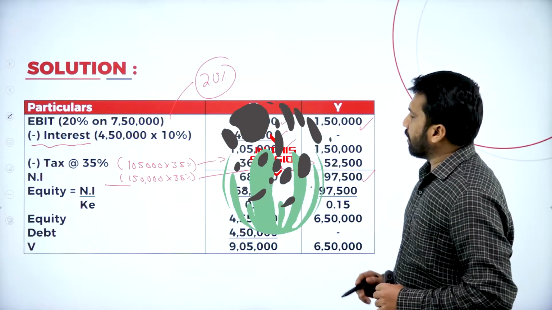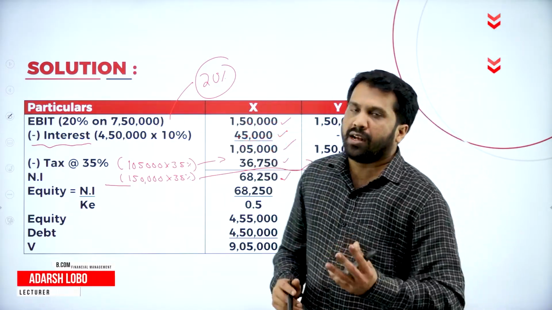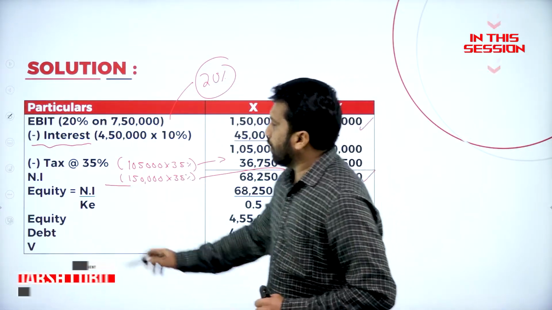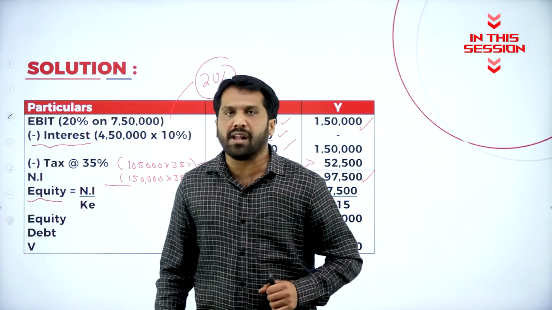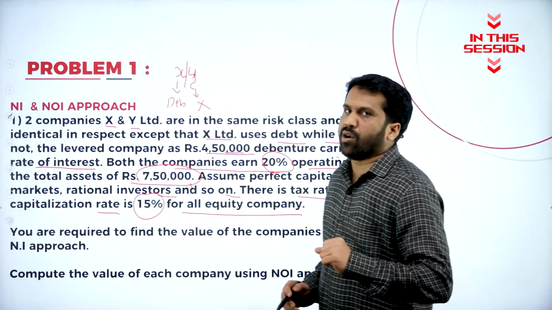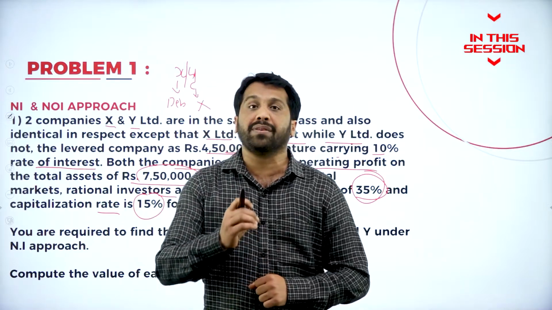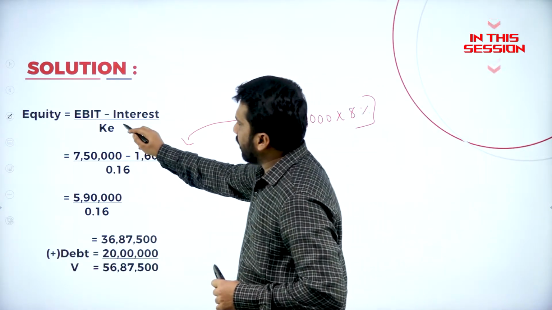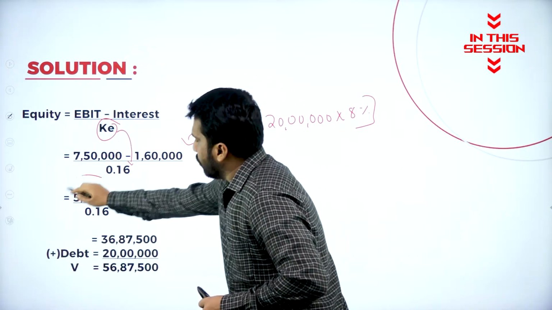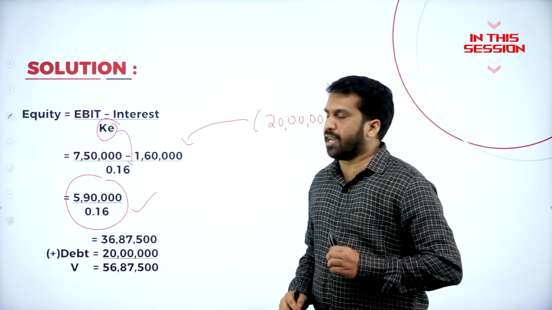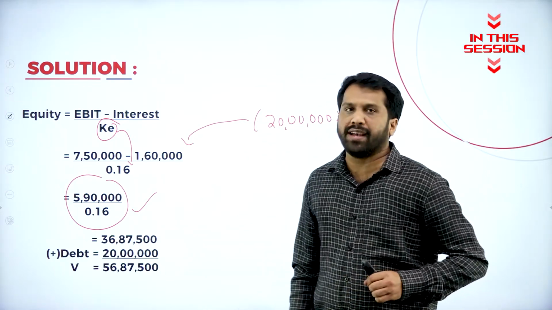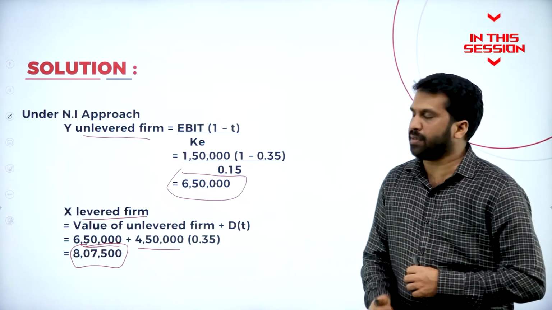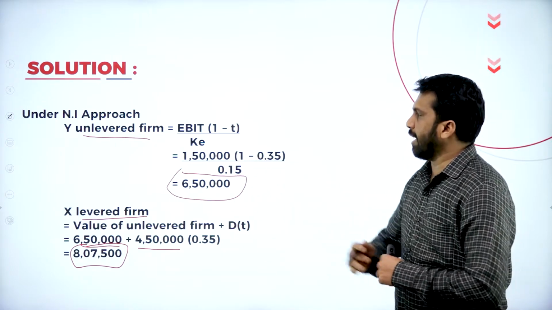Now, we got your net income 68,250. After getting net income, what is the next procedure for NI? You have to go for the value of equity. What is capitalization rate? Cost of capital, we can call it as capitalization rate. 750 minus 160 divided by your cost of equity, you will get this answer. How much do you get? 36,87,500 for Y unlevered form and X levered form. Levered form is they have debenture, they don't have debenture.